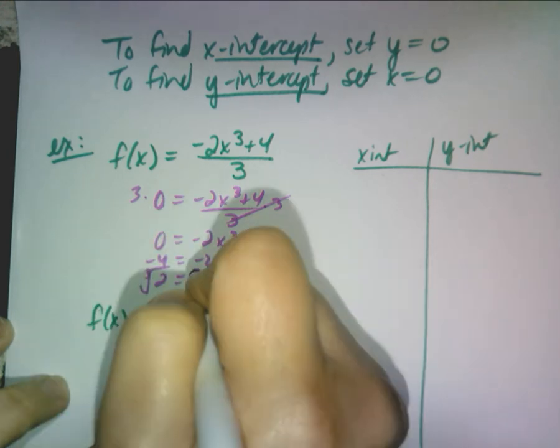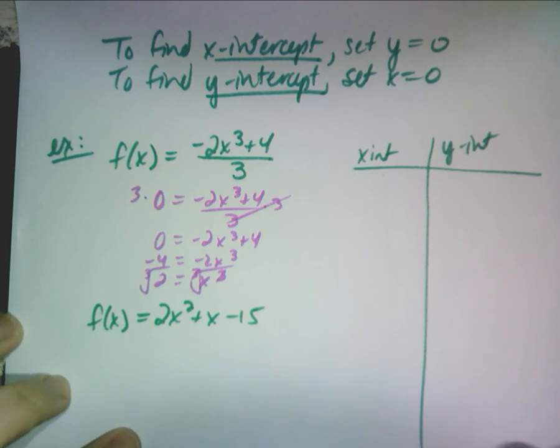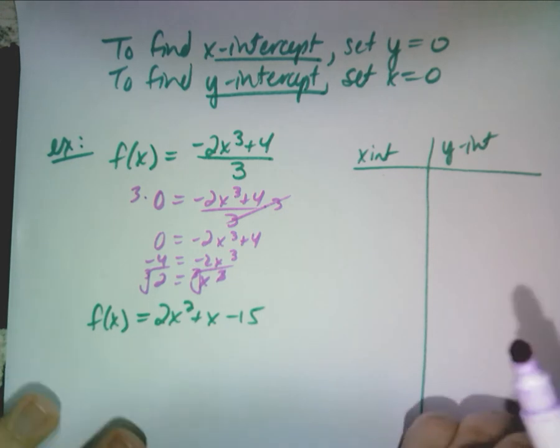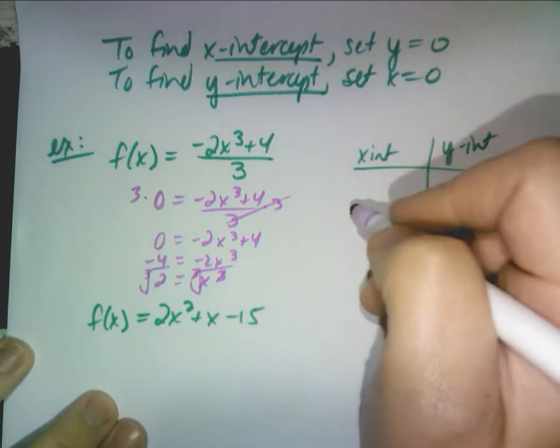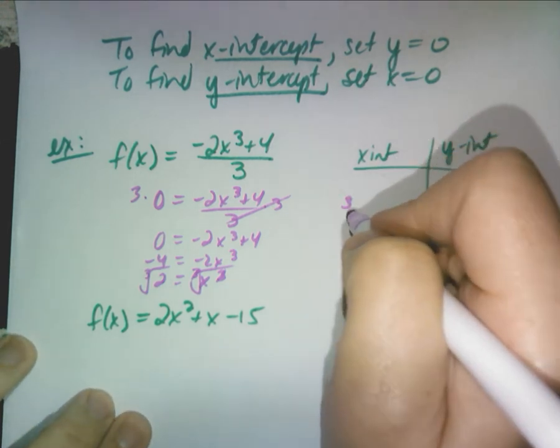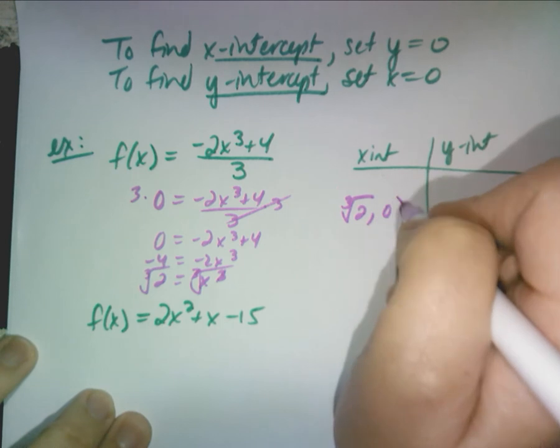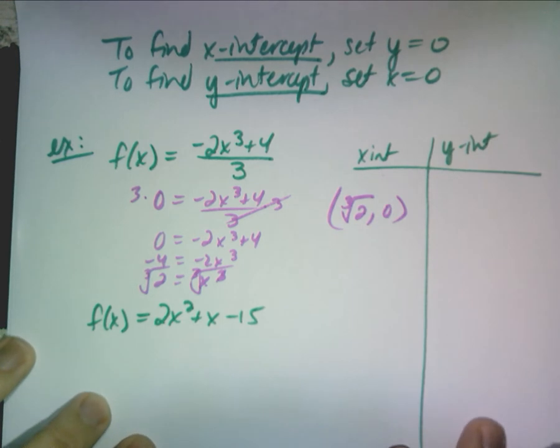Okay. All right. What's the cube root of 2? The cube root of 2 is cube root of 2. That's called exact form. So your x-intercept would be written as cube root 2, comma 0. That would be your x-intercept.